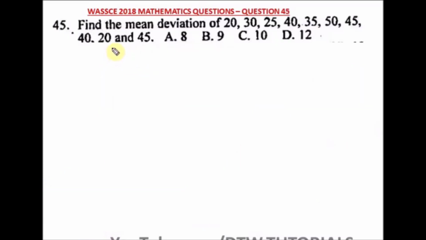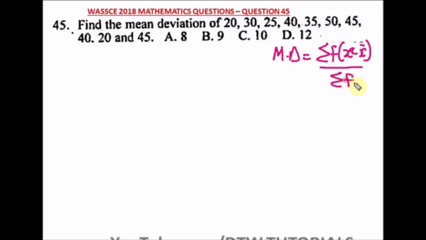Question 45 of the WASSCE 2018 Mathematics Past Question, that's your WAEC exams. It says find the mean deviation of this set of numbers. Remember the formula for your mean deviation. Let's just write it here. It is the summation of the frequency of your values, which is x, minus our mean, divided by the summation of the frequency.